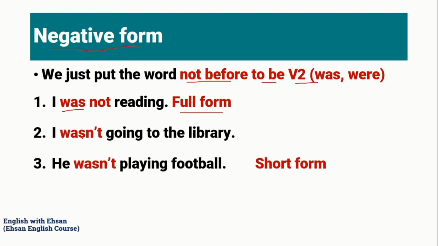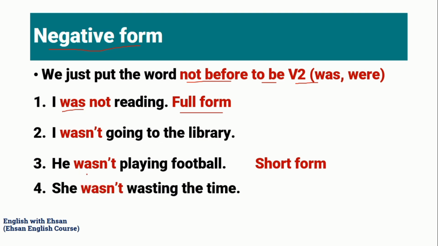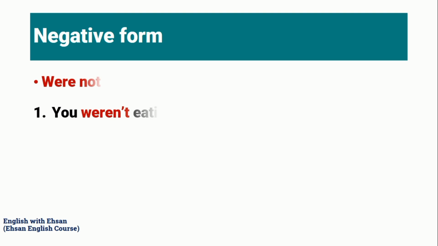Short form. Number two, I wasn't going to the library. Number three, he wasn't playing football. Short form, she wasn't wasting the time. Number five, it wasn't raining.